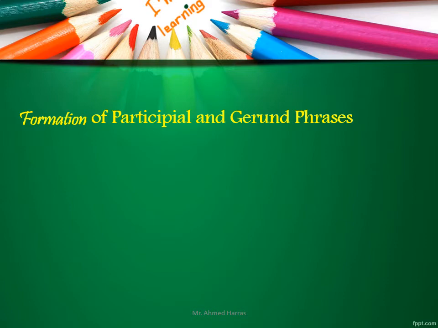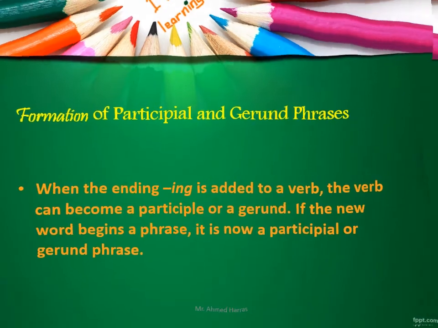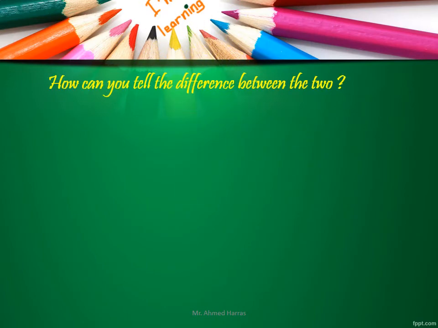Formation of participle and gerund phrases. When the ending ing is added to a verb, the verb can become a participle or a gerund. If the new word begins a phrase, it's now a participle or gerund phrase. My question is, how can you tell the difference between the two?